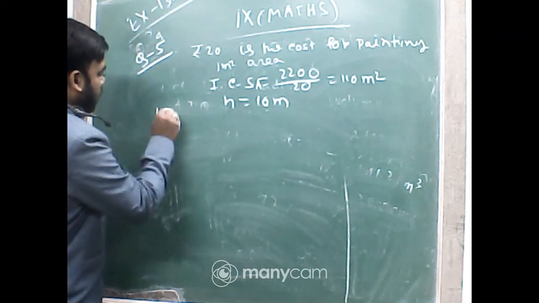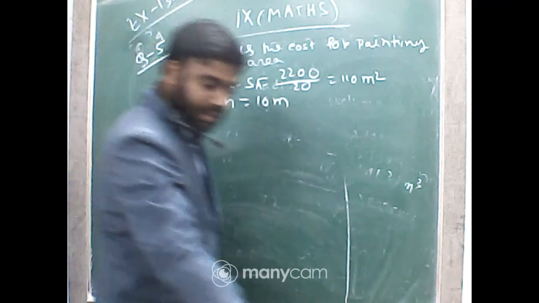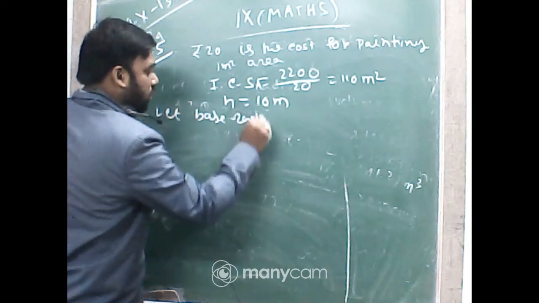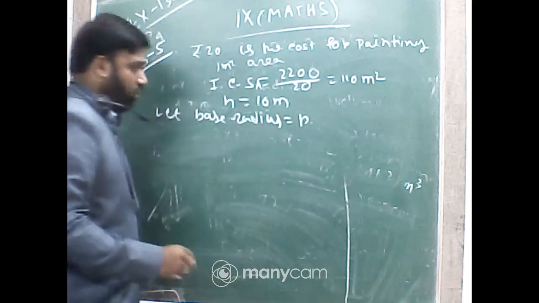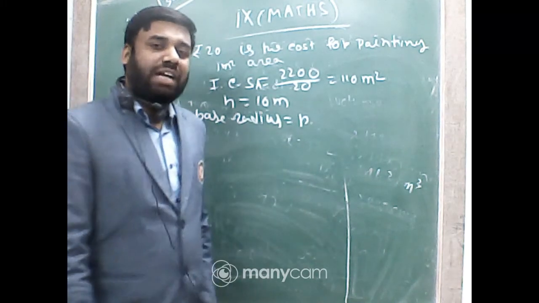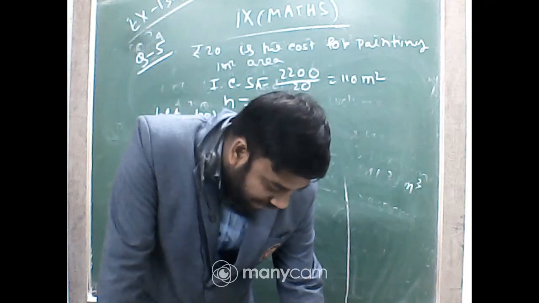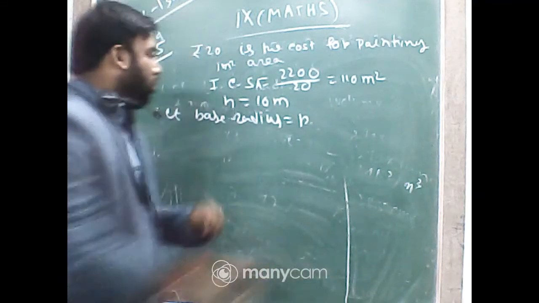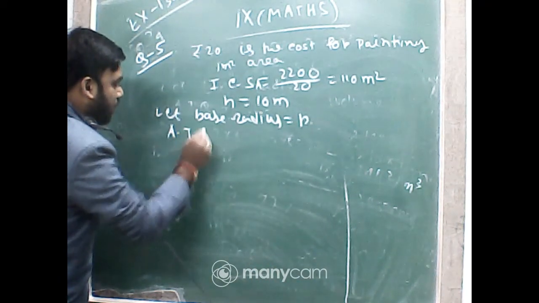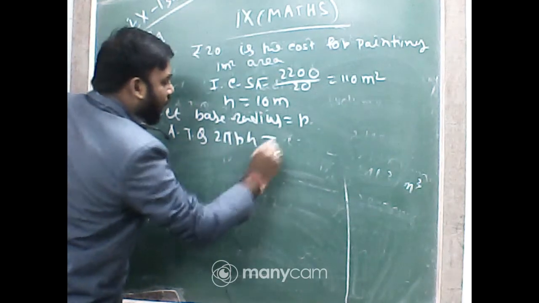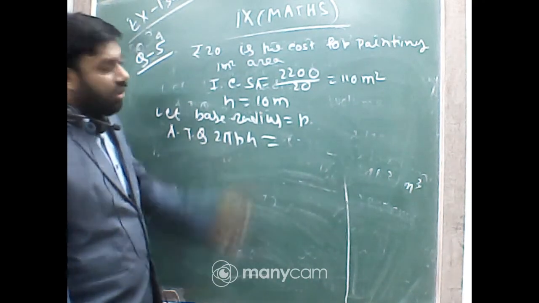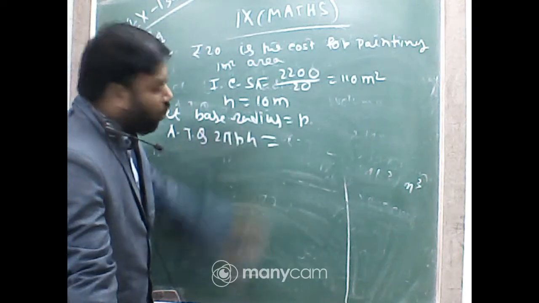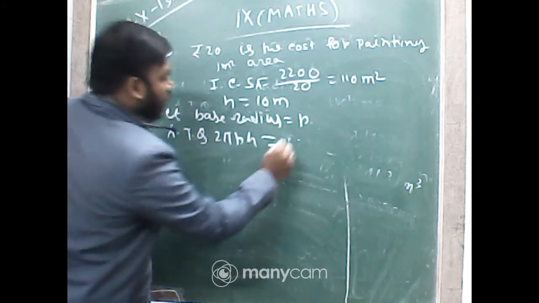So let the base radius equal r. Now tell me, what will be the inner curved surface area formula? Quickly, 2 pi rh. Very good. So 2 pi rh according to the question equals what? Yes, 2 pi rh, that is the inner curved surface area, that equals 110. Very good.